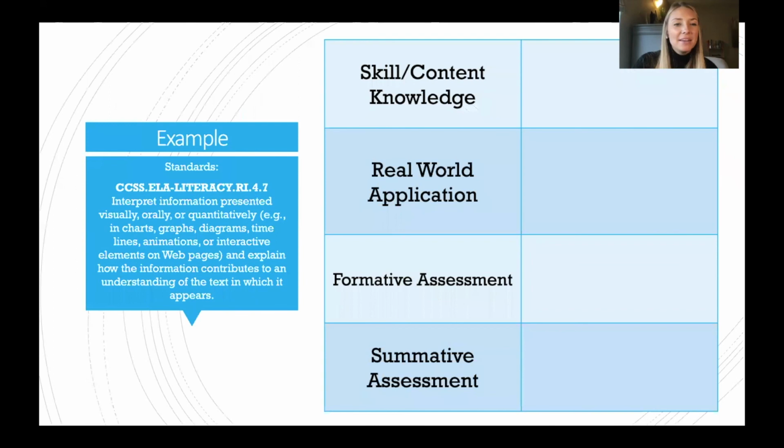So here is our example. This is our standard. It's a reading standard for 4th grade. Interpret information presented visually, orally, and quantitatively. So charts, graphs, diagrams, timelines, animations, or interactive elements on web pages, and explain how the information contributes to an understanding of the text in which it appears.